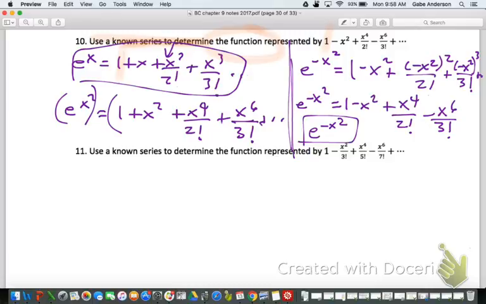Let's go back to the original question. It says, use a known series to determine the function represented by. So it's wanting to know the function that generated this. That's the answer, e to the negative x squared. That's the function that generated that series. We did that by going backwards.